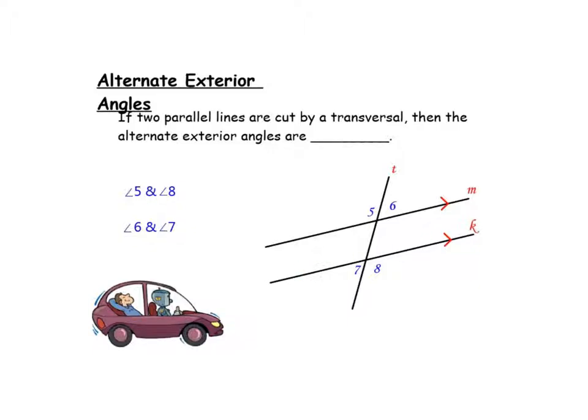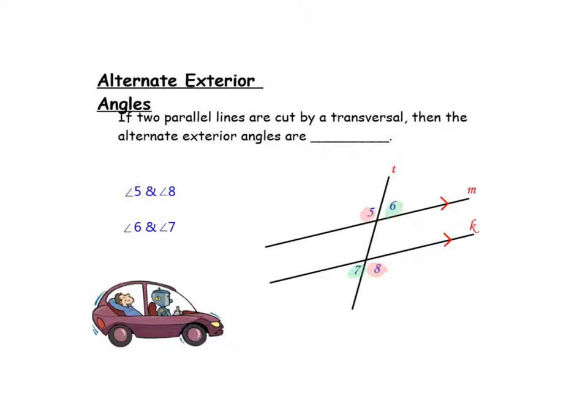Okay, so here are my parallel lines. Notice the angles we're focusing on now are outside of those parallel lines, outside of that sandwich, if you want to think of it that way. Again, we're talking alternate, meaning different sides of that transversal. So the pairs that we're looking at this time are going to be 5 and 8 and 6 and 7.